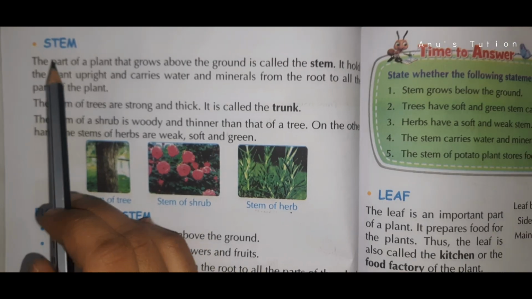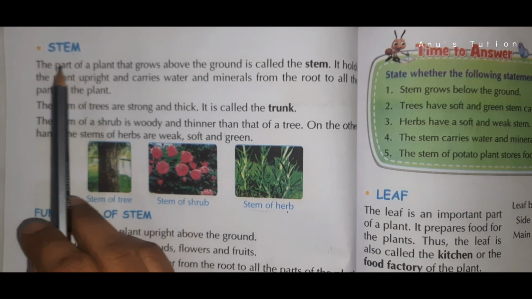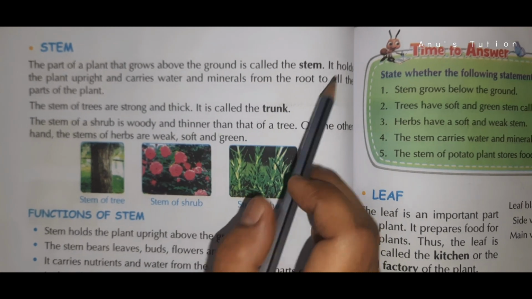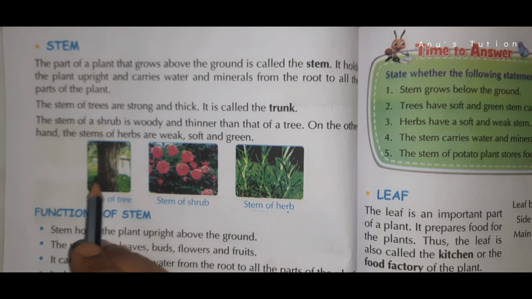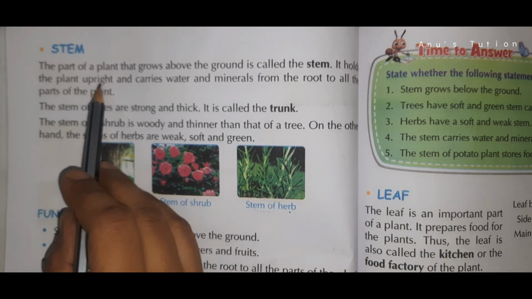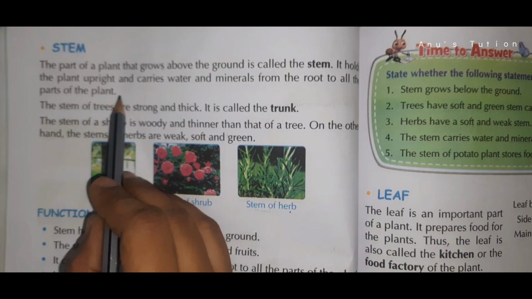Next we are going to discuss the next part of the plant, that is the stem, the second part. The part of a plant that grows above the ground is called the stem. Below the ground it's a root, above the ground it's called a stem. This is nothing but a stem. It holds the plant upright and carries water and minerals from the root to all the parts of a plant.